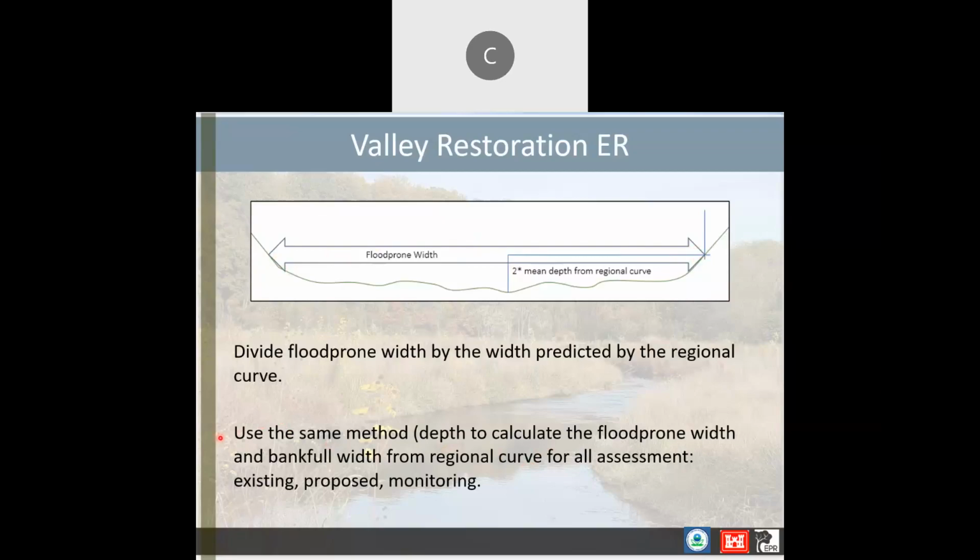You do need to be careful that you are using that same denominator and using the same method from your existing condition to your proposed condition. So if your existing condition is incised and you have a bankfull width and a bankfull max depth, you want to make sure you're not gaming it for more lift in your proposed condition, and that you are using the same values, particularly that denominator. So if you have a measured bankfull width for your existing condition, use that same bankfull width for normalizing your flood prone width in the proposed condition.